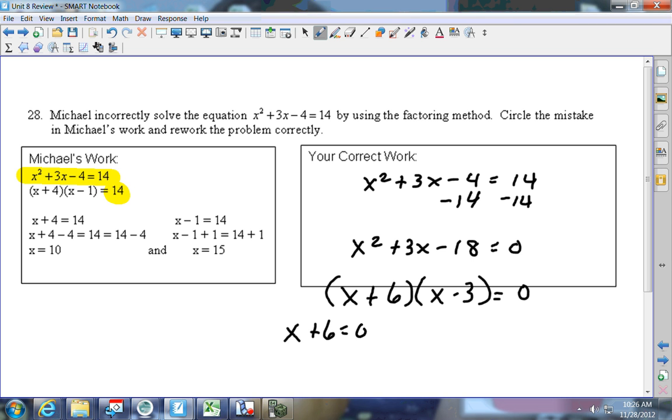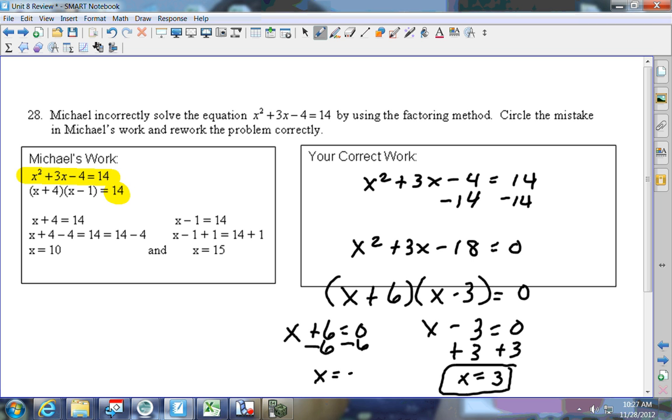x plus 6 equals 0. x minus 3 equals 0. Add 3 to each side. x equals 3. Subtract 6 from each side. x equals negative 6. Those are your solutions.